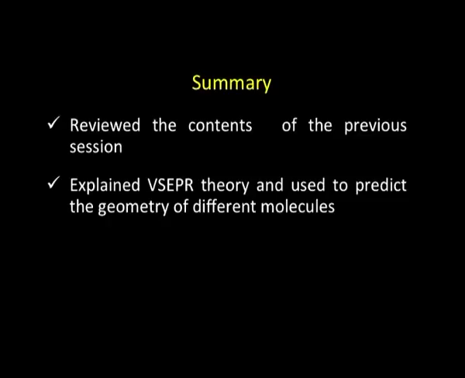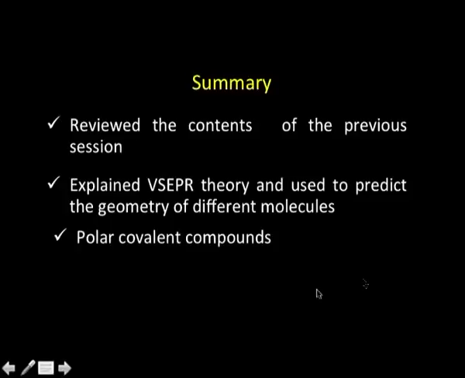Okay. For today, let's sum up what we have done. We started by reviewing the contents of the previous sessions, and thereafter we explained the premise of VSEPR theory and used it to talk about the geometry of different kinds of molecules. We made a very clear distinction between two very important terms, the electron pair geometry and the molecular geometry. Electron pair geometry tells about the disposition of electron pairs, whereas molecular geometry tells you the final overall shape of the molecule. Thereafter, we came down to the polar covalent compounds.